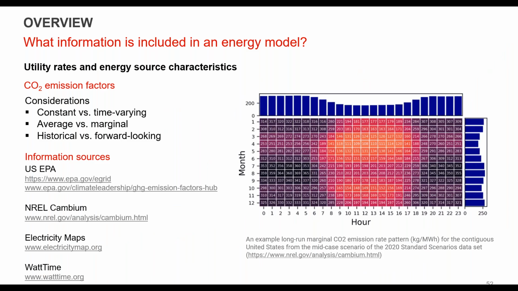When you start looking at the varying rates, this is looking at the long-term CO2 pattern, the total for the US, showing when the grid is less carbon intensive versus more carbon intensive. You'll see that in the summer, the middle of the day is the least carbon intensive.